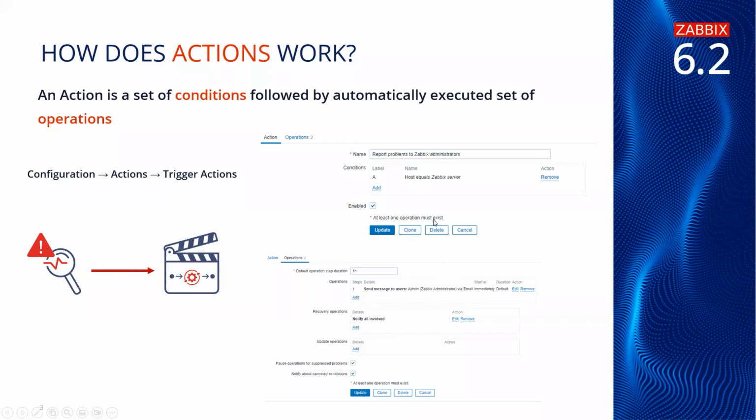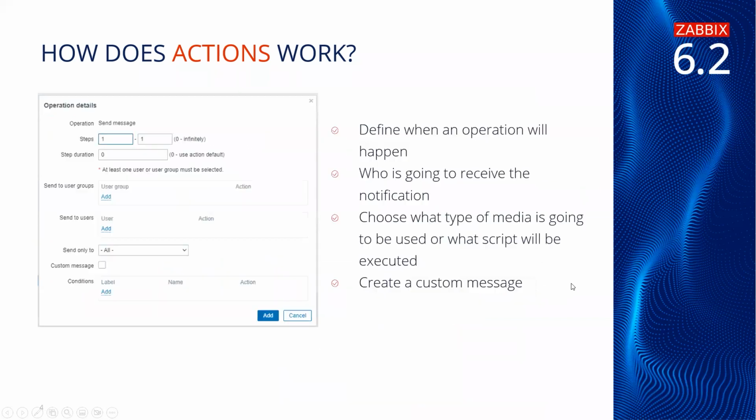Okay, we're going to take a look at more complex scenarios. And one last thing before we go to those complex scenarios, these are the operation details. This is where you define when an operation will happen, who is going to receive the notification, what type of media is going to be used, or what script will be executed. You can create a custom message. You can define how long it will take. And this is really useful, and you really need to use this when you are working with more complex scenarios.